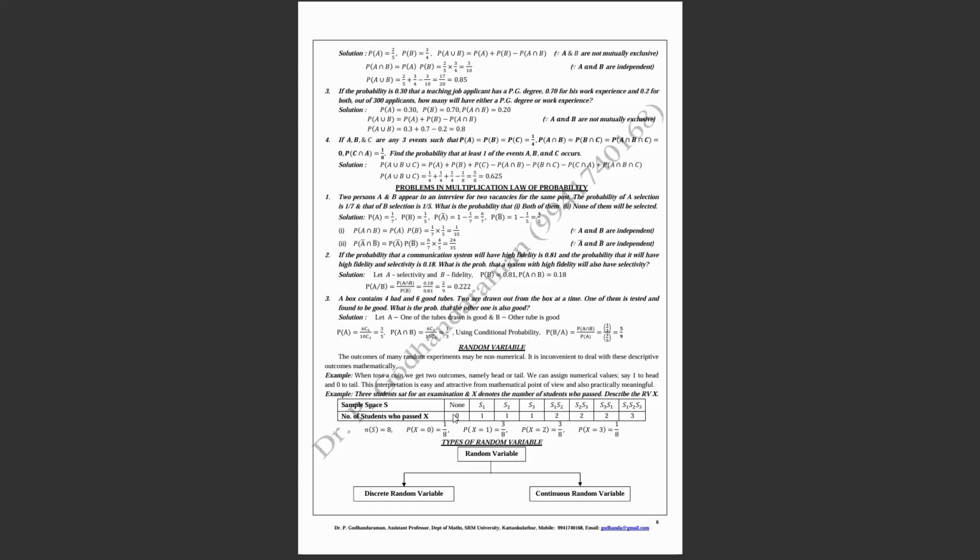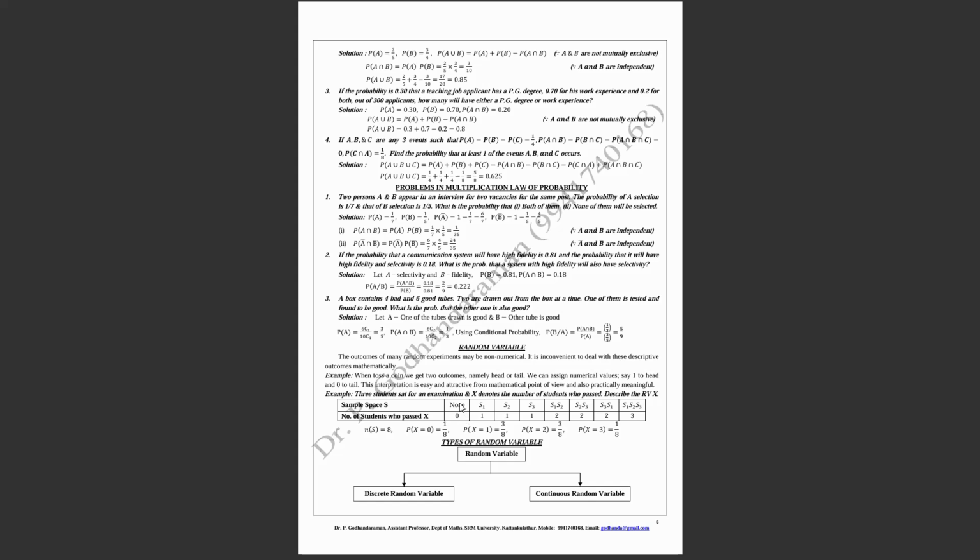So the possibilities are: first, none of the students passes. Next is the first student, then the second student, then the third student. Next, the first and second can pass together. Next, the second and third students together. Third and first student together. And the last possibility is all three students passing together. And here X is the number of students who passed.